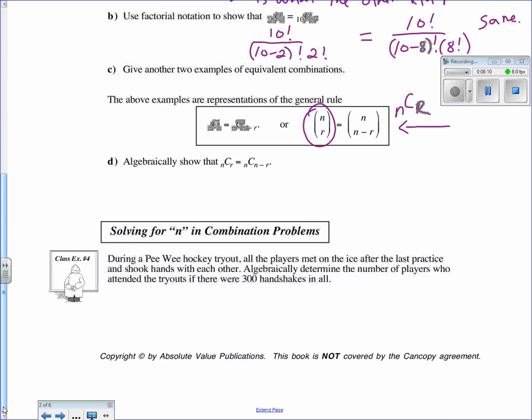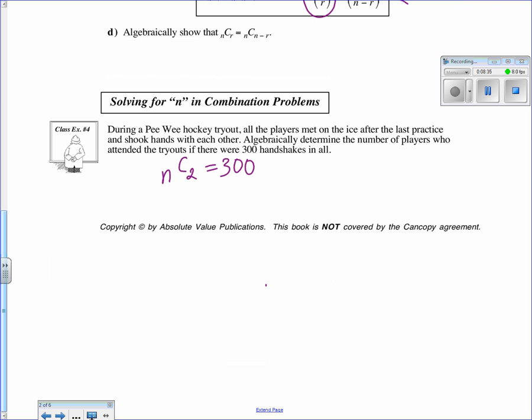Combinations again. During Pee-wee hockey tryouts, all the players get to shake hands. Well, there were 300 handshakes in all. How many people do you need to make a handshake? You need 2. And order doesn't matter. How you go around choosing who you shake hands with doesn't matter. But eventually you shake hands 300 times. If order doesn't matter, can we figure out how many people were there?